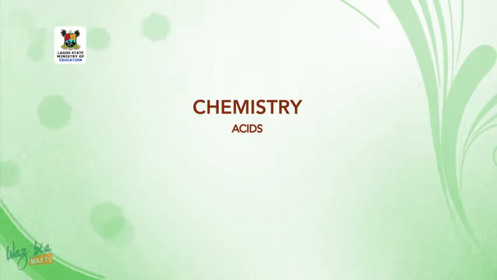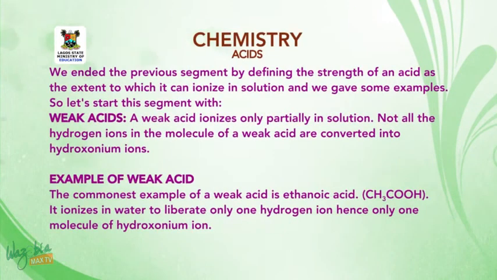Welcome back. We ended the previous segment by defining the strength of an acid as the extent to which it can ionize in solution, and we gave some examples. So let's start this segment with weak acids.